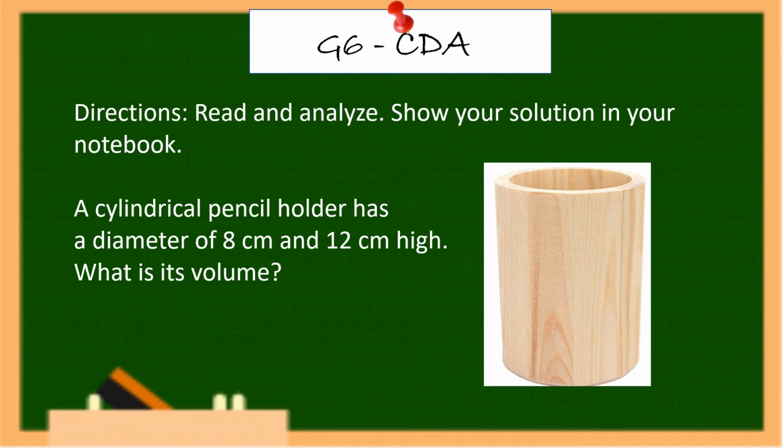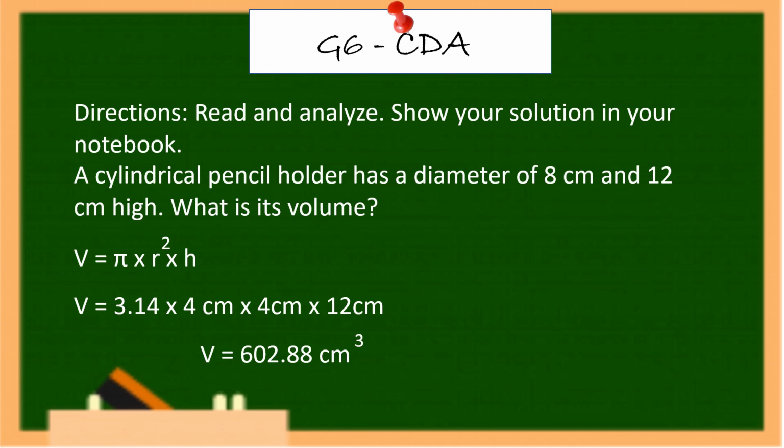So that's all, and now we're going to solve. Read and analyze. Show your solution in your notebook. Write it down in your notebook. A cylindrical pencil holder has a diameter of 8 cm and is 12 cm high. What is its volume? To get the cylinder volume, it is pi times radius to the second power times height. So 3.14 times 4 centimeters times 4 centimeters. We divide 8 by 2, so the answer is 4. We multiply by itself times 12. If we multiply 3.14 times 4 times 4 times 12, the answer is 602.88 centimeter cube. So this is the volume.